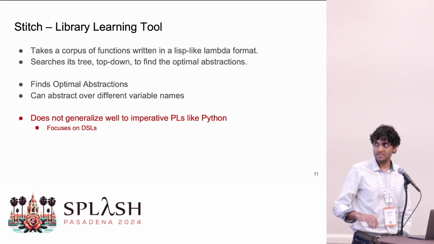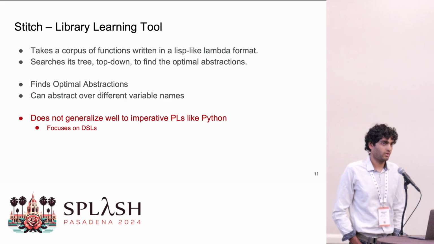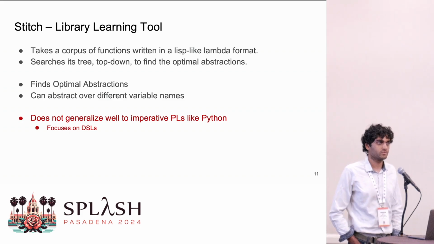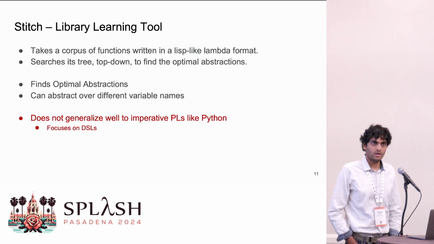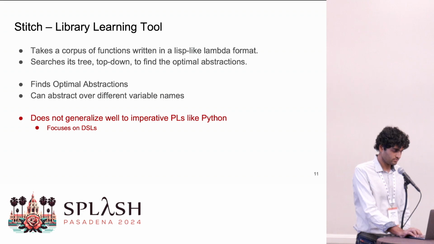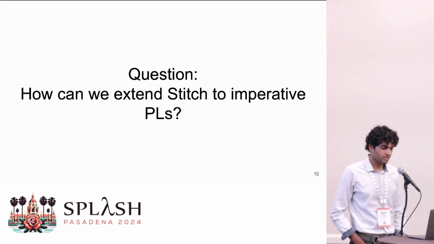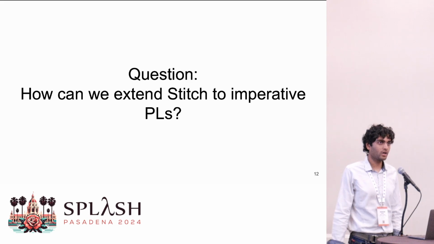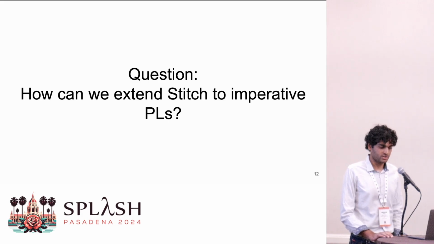One of the cool things about Stitch is that it can figure out abstractions from different parts of the code where you have different variable names or slightly different structure. However, this doesn't generalize well to imperative programming languages like Python. And that's exactly where we come in. So we asked the question, can we extend Stitch to Python, and how can we do so? How can we port this tool that was built for lisp-like syntax to a more general language like Python?